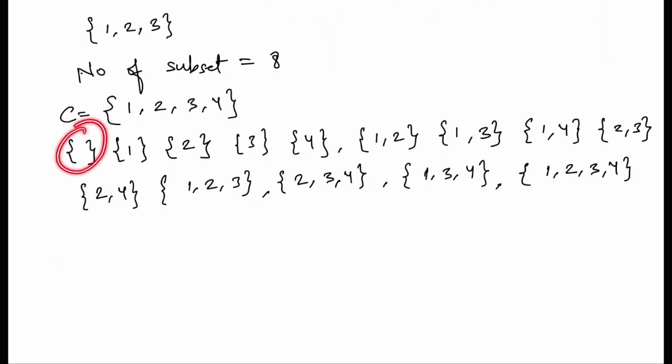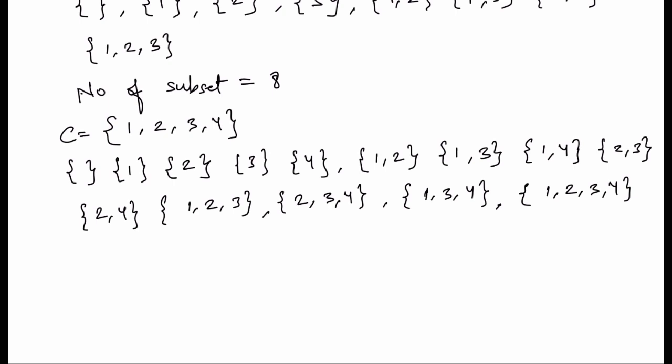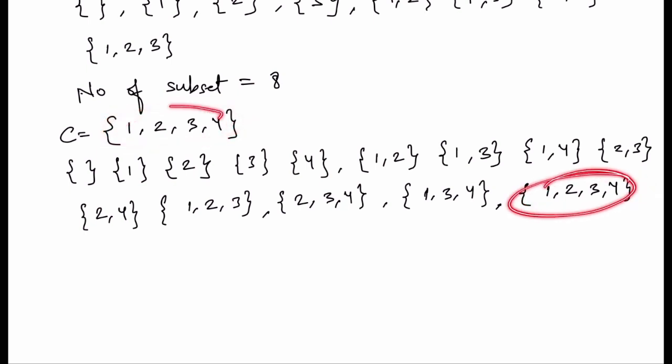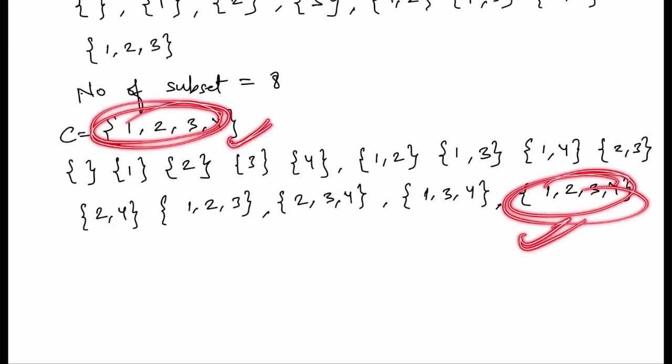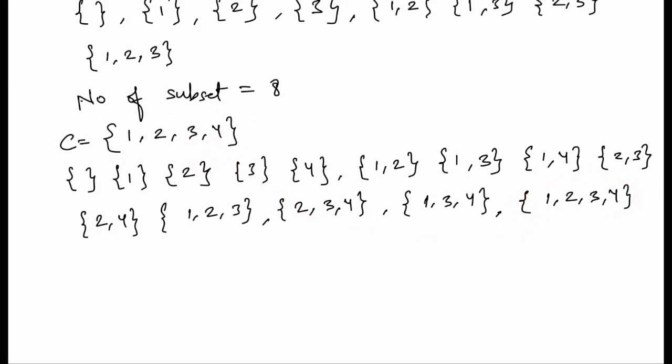Okay, so this is as per the important point: null set, and every set is a subset of itself. So that is why in all the cases, whatever the set is, I have taken that one at the last, because this is exactly equal. So this will be a subset of this set, because this is itself, the set itself.